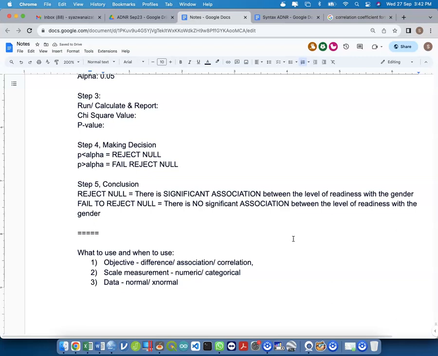For example, if I want to know whether there is a difference, you know already, the differences need you to look at the scale of measurement, whether the data is normal or not normal, whether the data is numeric or not. What you want to compare, for example, I want to compare the level, so level is numeric. You want to compare what against what? I want to compare the level of readiness between male and female. So that is a comparison. So for comparison, you need to use the t-test if the data is normal. If the data is not normal, you cannot use that. So the first one is categorical and not categorical, and then the data normal and not normal.